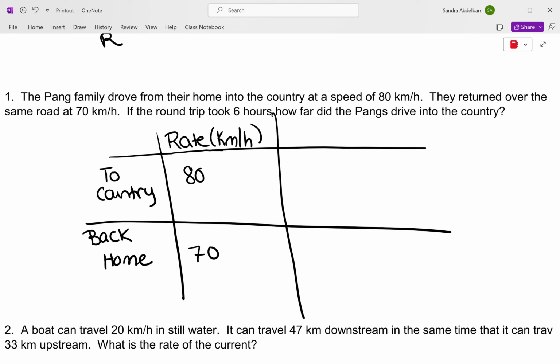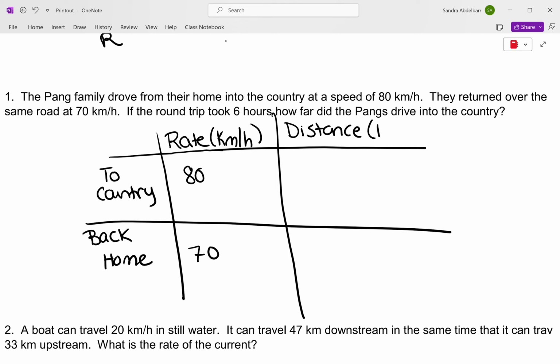Now, the old way we would have done this, which would still work, if you put the time one way is x, and then the other way is 6 minus x, right? And then the distance is rate times time. You can do it that way, but I'm going to do it in a way that involves a fractional equation.